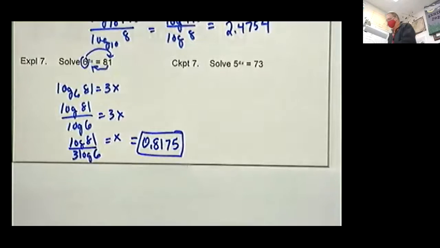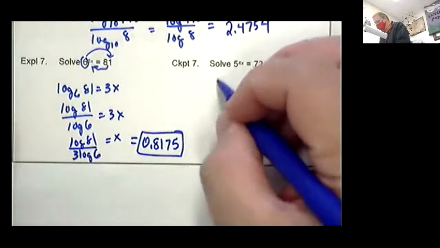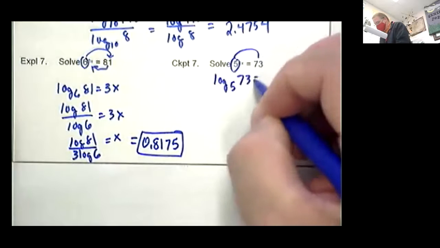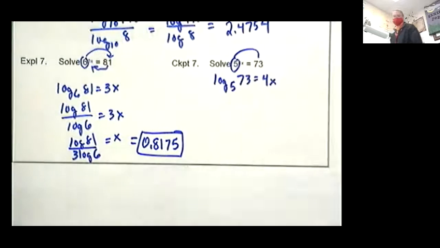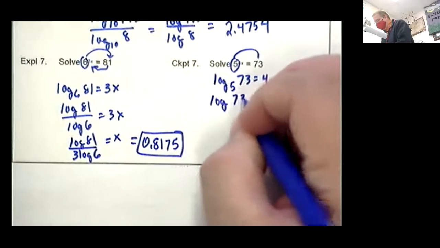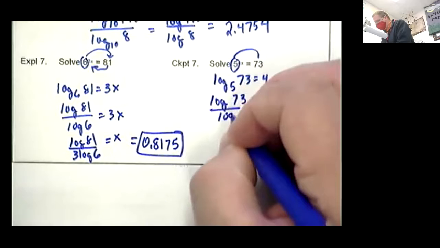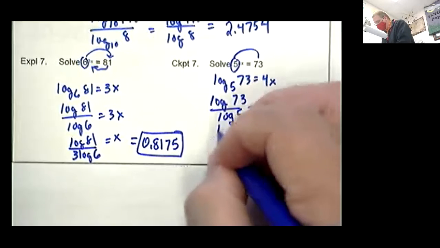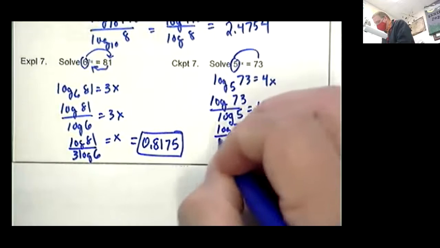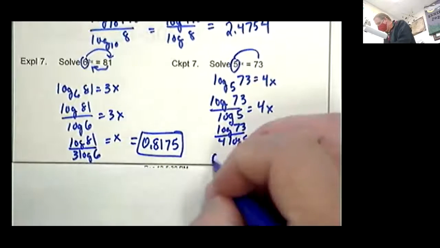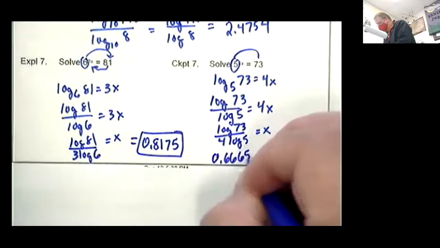Checkpoint 7, same thing. We're going to start by turning this back into a logarithm. So this is log base 5 of 73 is equal to 4x. Now, yes, you can use your calculator to change that into a decimal and divide by 4. That would work. We can also use our change of base formula. So log of 73 over log of 5 is equal to 4x, and then divide by 4. So log of 73 divided by 4 log of 5, and then x gets you 0.6665.